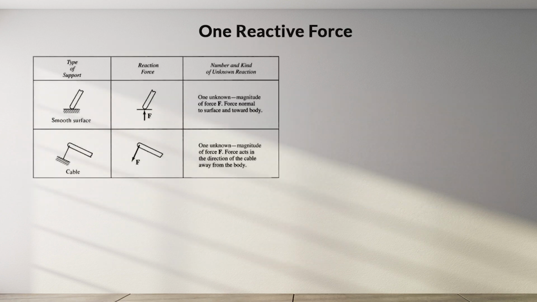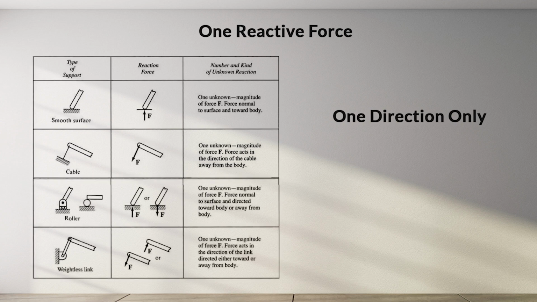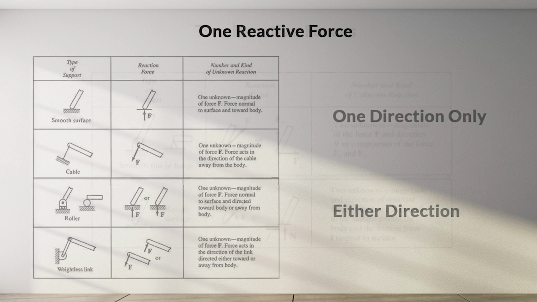The first type is the one reactive force. These supports can prevent motion along a specific line of action. A smooth surface and cable provide resistance in one direction only. In another type, the roller and weightless link can also support motion along a specific line of action, but they provide resistance in either direction along the same line of action.